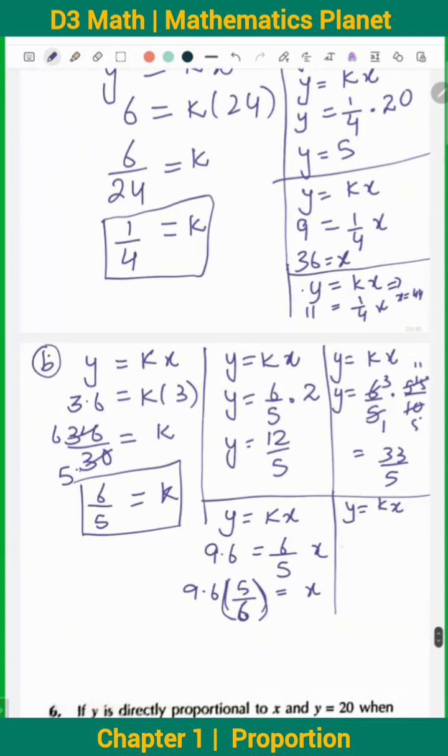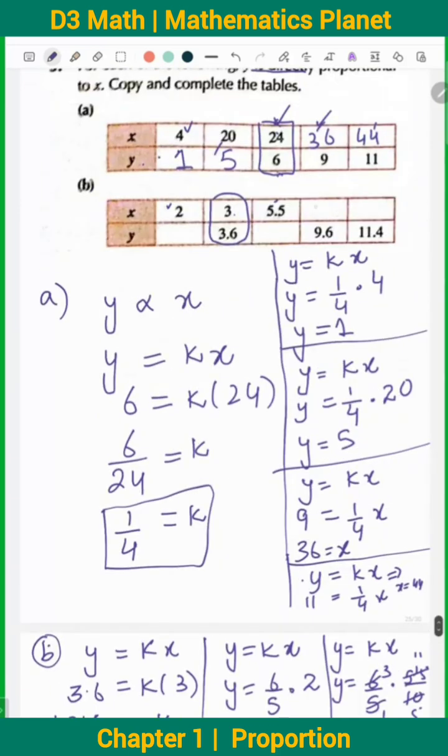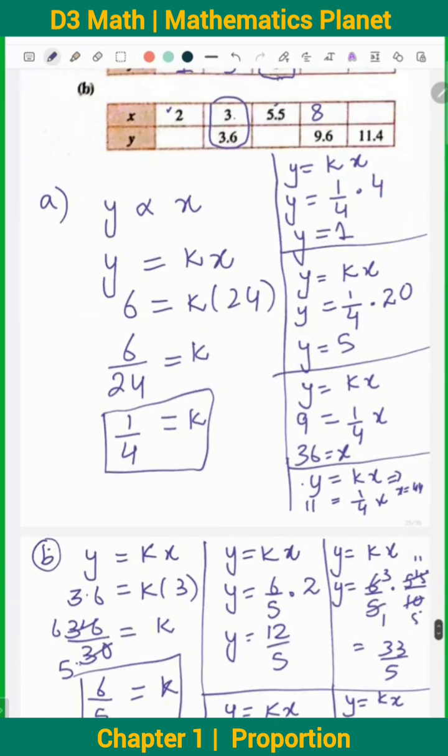8. Are you all calculating? 5.5 it was. No, later. Ma'am, I'm not. Why? Now you should calculate the last one. Okay. Calculate this one, 11.4.